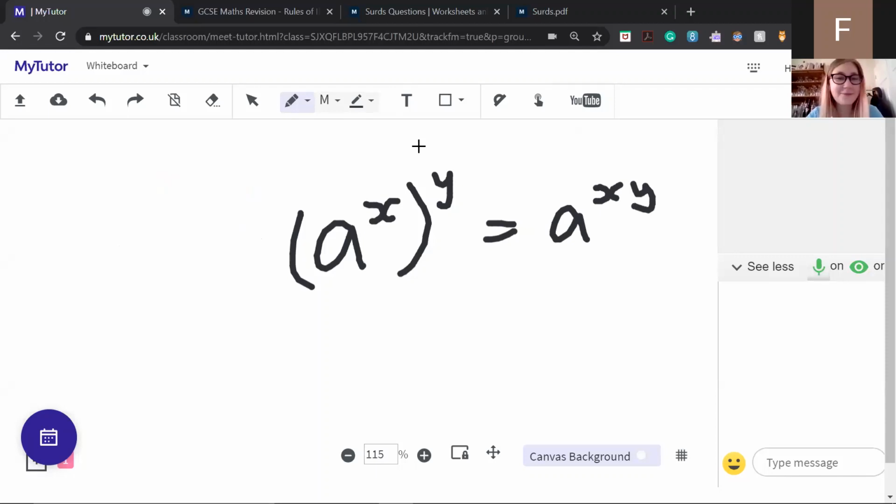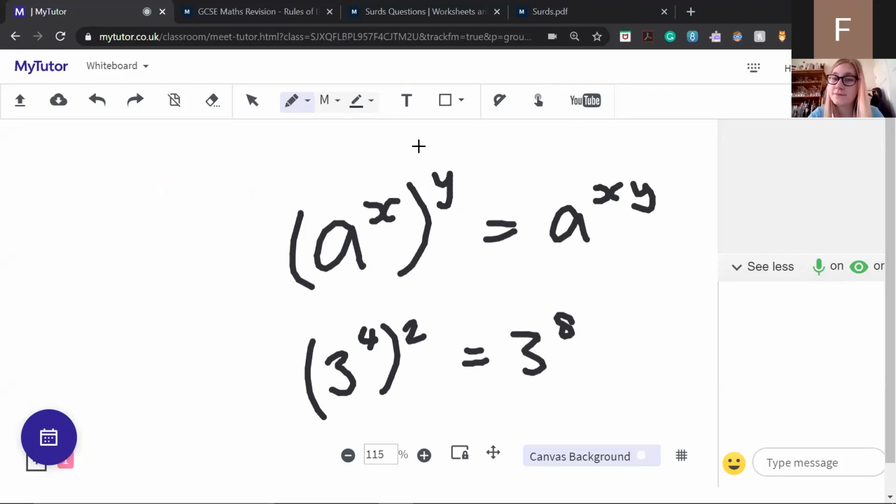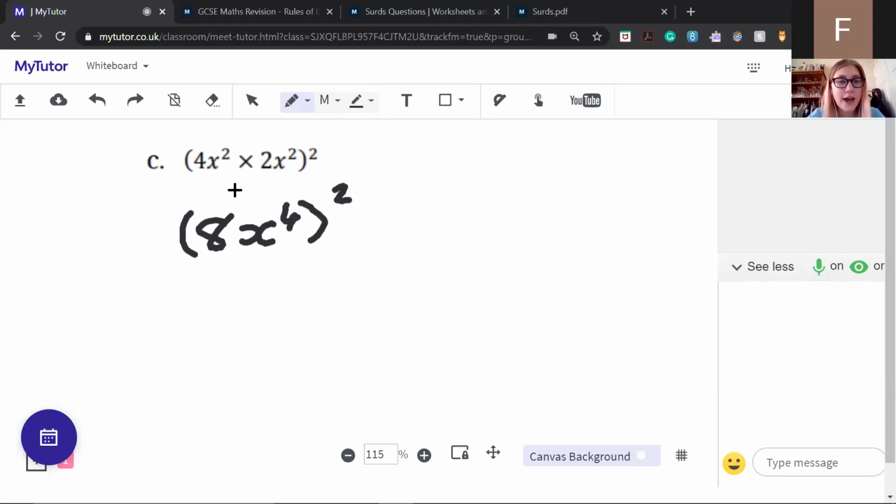Realize I forgot to say that. So if you have 3 to the power of 4, and then you square that, that's 3 to the power of 8. So if they're multiplied, you add the powers. If it's to the power again, you multiply them. Cool, so that helps us here.